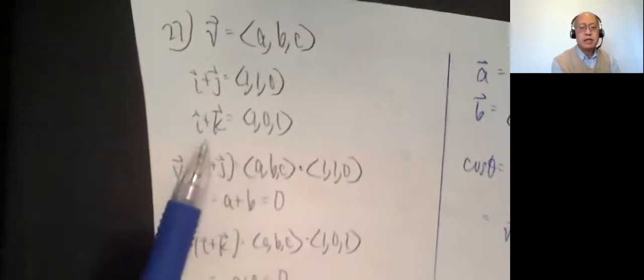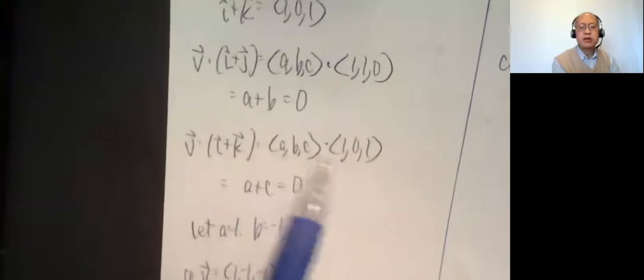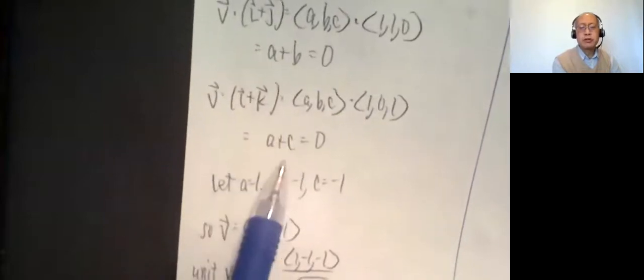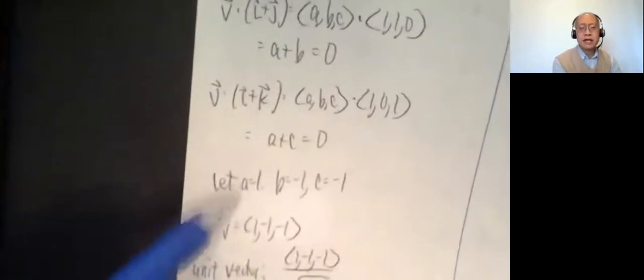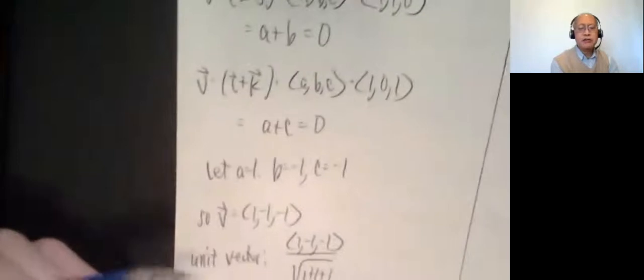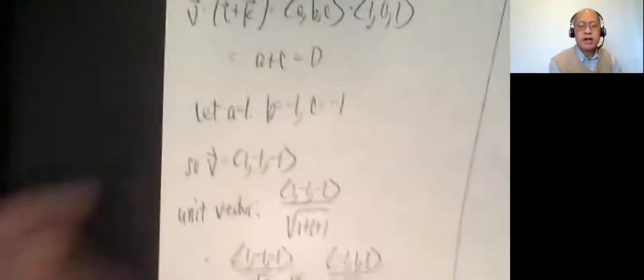Similarly, i plus k is 1, 0, 1. The dot product of v and i plus k has to be 0. So a, b, c dot 1, 0, 1 gives a plus c is 0. Okay, so you have two equations and three unknowns. You can arbitrarily let a be anything. So let a be 1. That forces b to be -1, and c also to be -1. So a vector which is orthogonal to both i plus k and i plus j is 1, -1, -1.